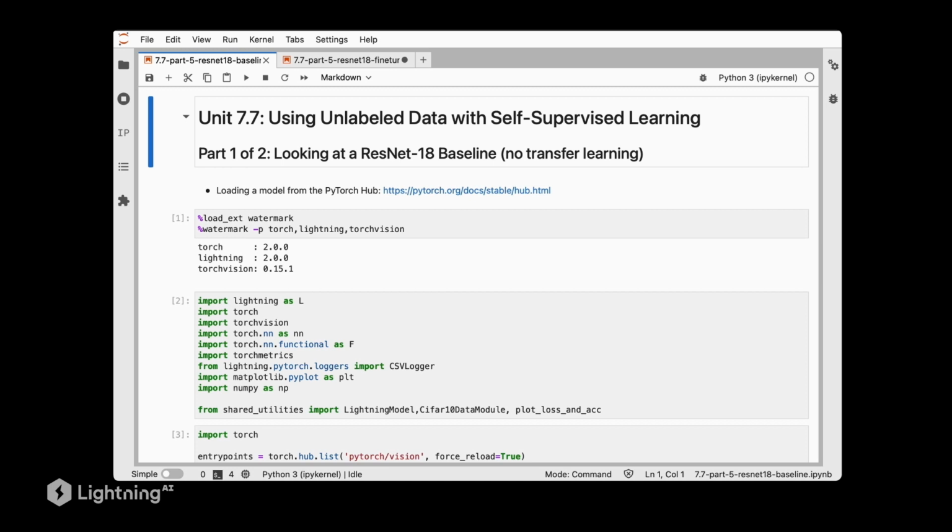Alright, so in the previous video we saw how we can pre-train a model using SimCLR. Let's now actually use this pre-trained model and train it further on our target dataset. As always, it's good to start with the baseline.